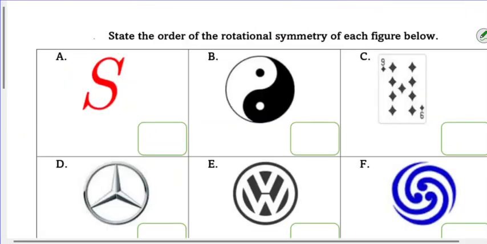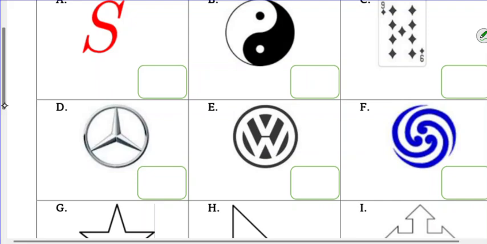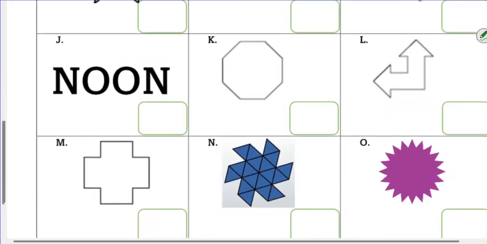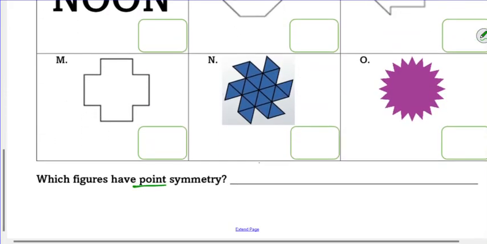All right, try to state the order of each of these figures, and then decide which ones have point symmetry.